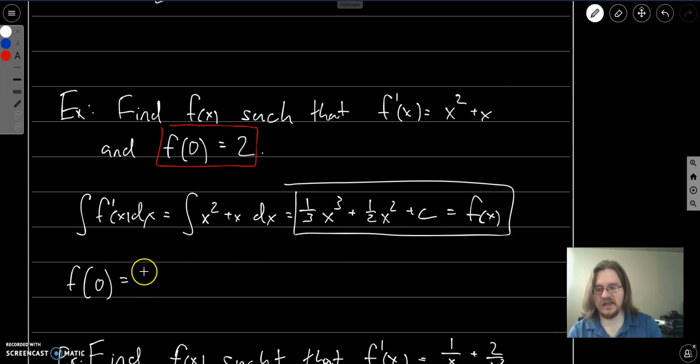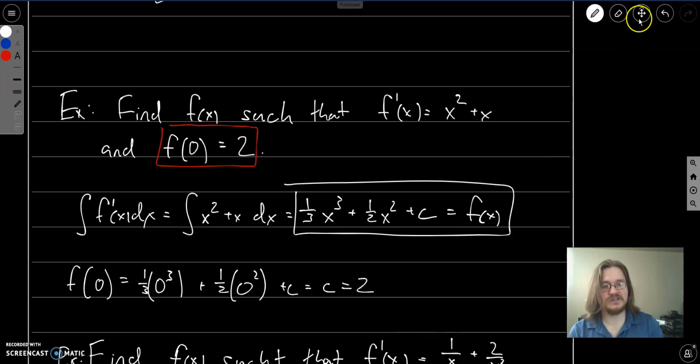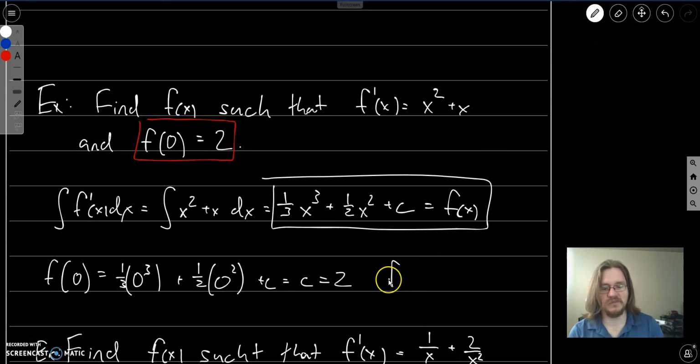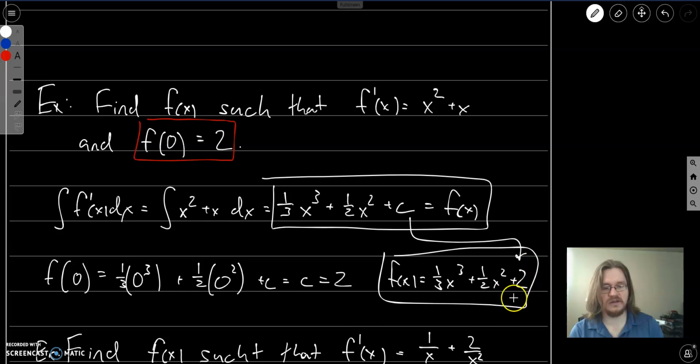Well, if I plug a 0 in here, I get 1/3 times 0 cubed plus 1/2 times 0 squared plus c. And 1/3 of 0 cubed is 0, 1/2 of 0 squared is 0. So 0 plus 0 plus c, well, that's just c. And I know that all that has to be equal to 2. So ultimately, my function is going to be 1/3 x cubed plus 1/2 x squared plus 2. I was able to figure out what c was by plugging in this guy.